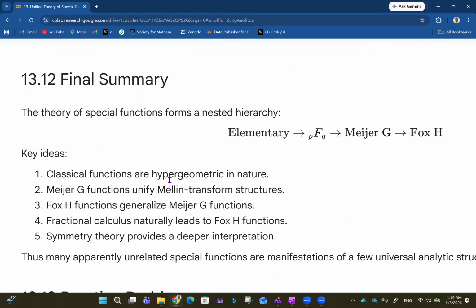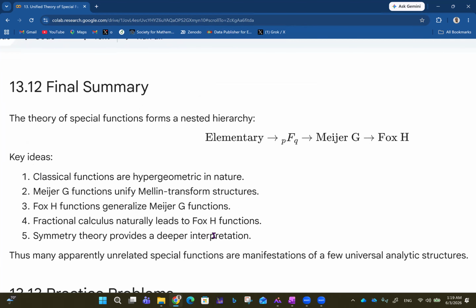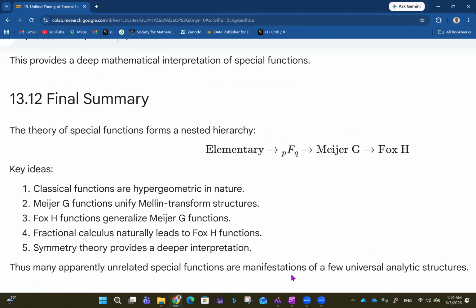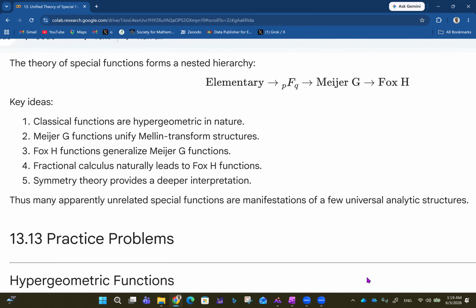So the key ideas are as follows. Classical functions are hypergeometric in nature. Then Meijer G functions unify Mellin transform structures. Fox H functions generalize Meijer G functions. Fractional calculus naturally leads to Fox H functions, and symmetry theory provides a deeper interpretation. Thus, many apparently unrelated special functions are manifestations of a few universal analytic structures.